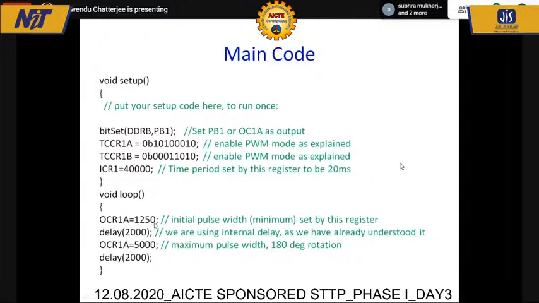But in the loop, what we will do is changed. First, we will set the minimum pulse width of 1250 with this register. Now I have deliberately given more time because of the problem in the video transmission. Because we need to see the movement, I have made it deliberately slow. 1250 will be your minimum, that is the 0 degree, and 5,000 will be the maximum 180 degree, and it will again loop between 0 degree and 180 degree. You can see.